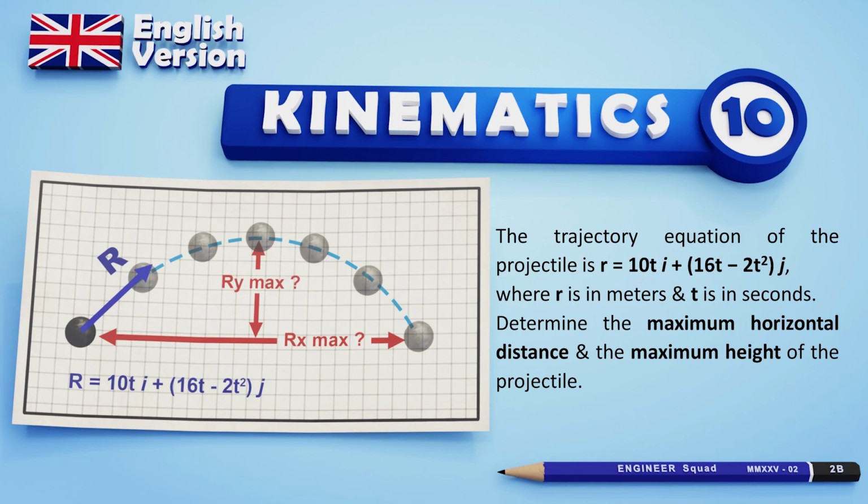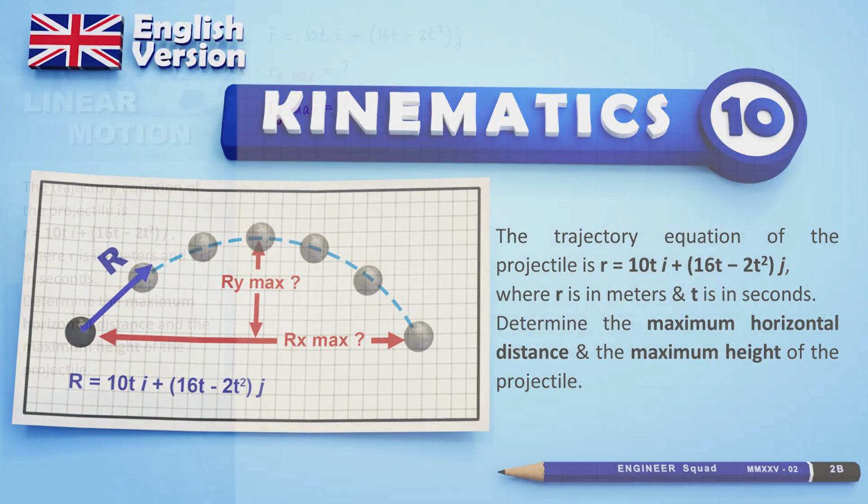In this video, we will practice solving a problem related to projectile motion. Given the equation of the projectile's trajectory, where r is in meters and t is in seconds, determine the maximum horizontal distance and the maximum height of that projectile.